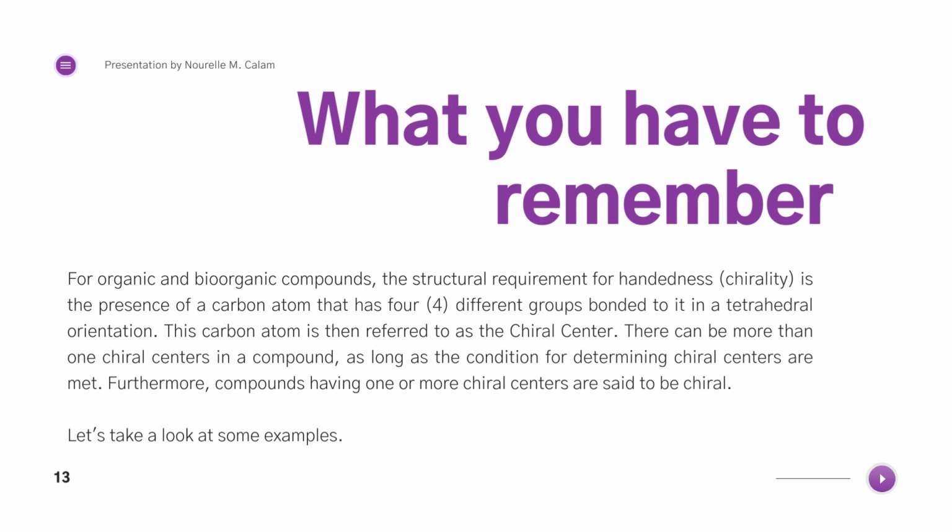For organic and bioorganic compounds, the structural requirement for handedness or chirality is the presence of a carbon atom that has four different groups bonded to it in a tetrahedral orientation. This carbon atom is then referred to as the chiral center. There can be more than one chiral center in a compound as long as the condition for determining chiral centers is met. Furthermore, compounds having one or more chiral centers are said to be chiral. Now, what am I trying to say? Let's take a look at some of these examples.